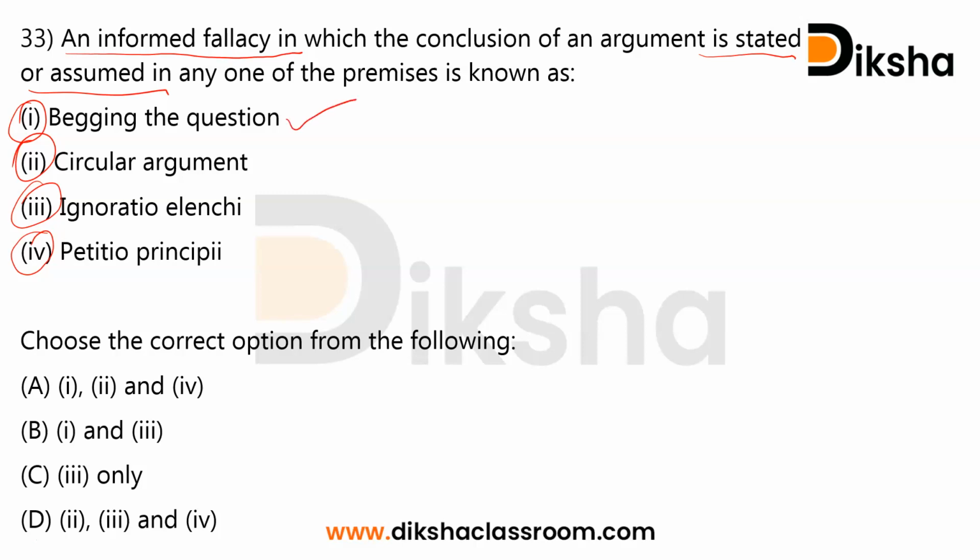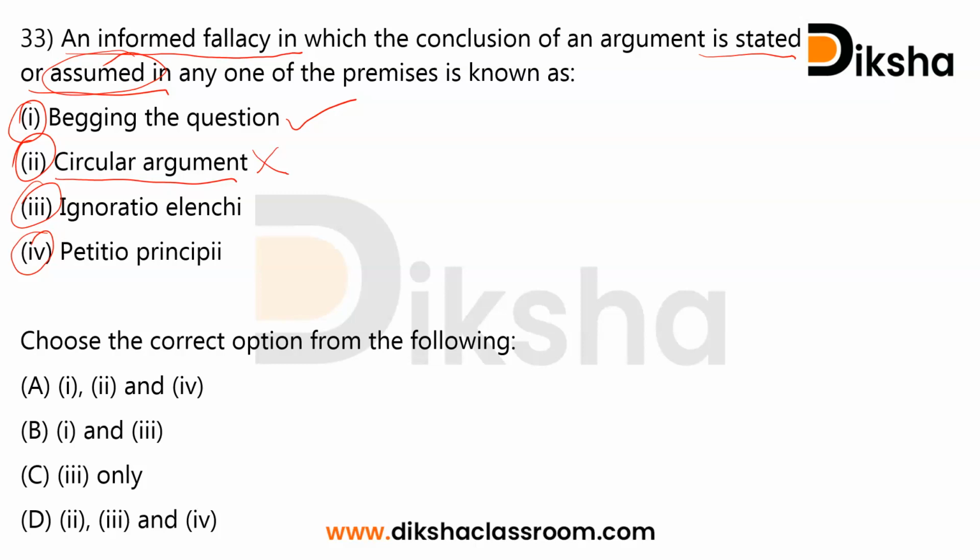Because begging the question is an informal fallacy when an argument's premises assume the truth of the conclusion. Now let's come to circular argument. A circular argument requires that the desired conclusion be true. So a circular argument states that the conclusion is true, but here it is only assumed. We are not sure it's true. So the above statement is not a circular argument.